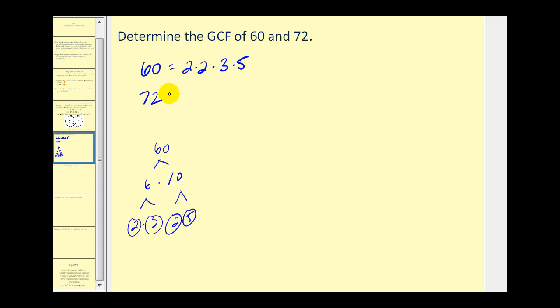Now let's take a look at 72. Start off with two numbers whose product is 72. How about 9 times 8? Well, 9 is 3 times 3, which are both prime. 8 would be 4 times 2. 2 is prime. And 4 is 2 times 2. So we have 3 factors of 2 and 2 factors of 3.